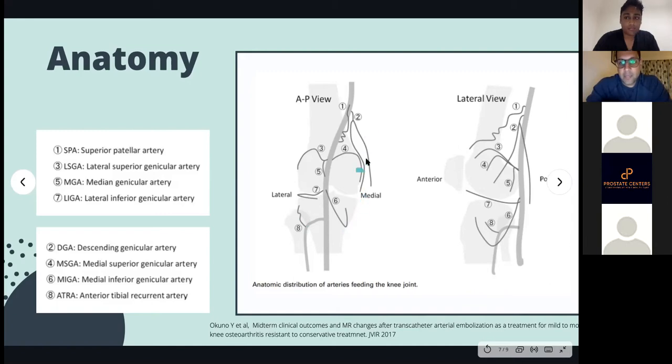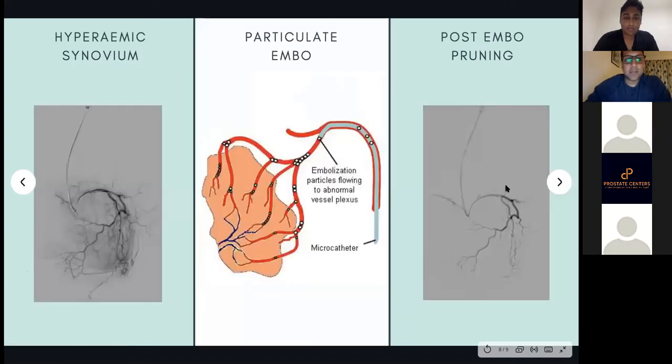As I said earlier, the medial compartment and the anterior compartment are the most commonly affected. So those are the arteries that you're going to be targeting mainly. These images are lifted from Prof. Little's paper. When you get your microcatheter into one of these arteries and inject contrast, you see all this haziness here. That's the abnormal synovial enhancement. And you want to prune that, basically.